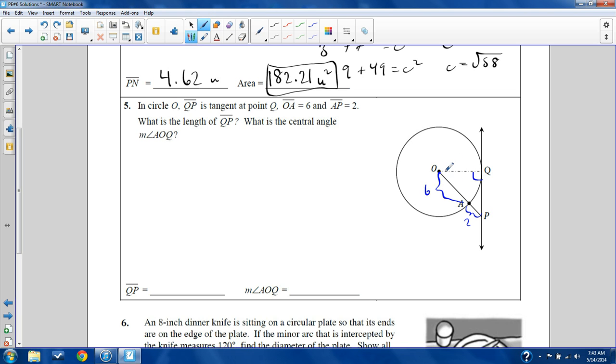Okay, I got OA is 6, AP is 2. I need to find what this is. I know that all of this is 8. That's a good start. So let me go and erase this.